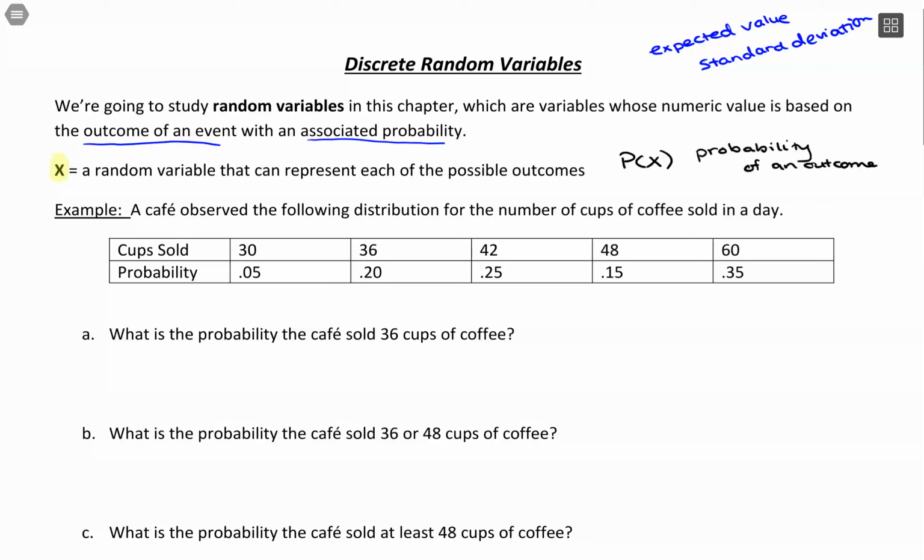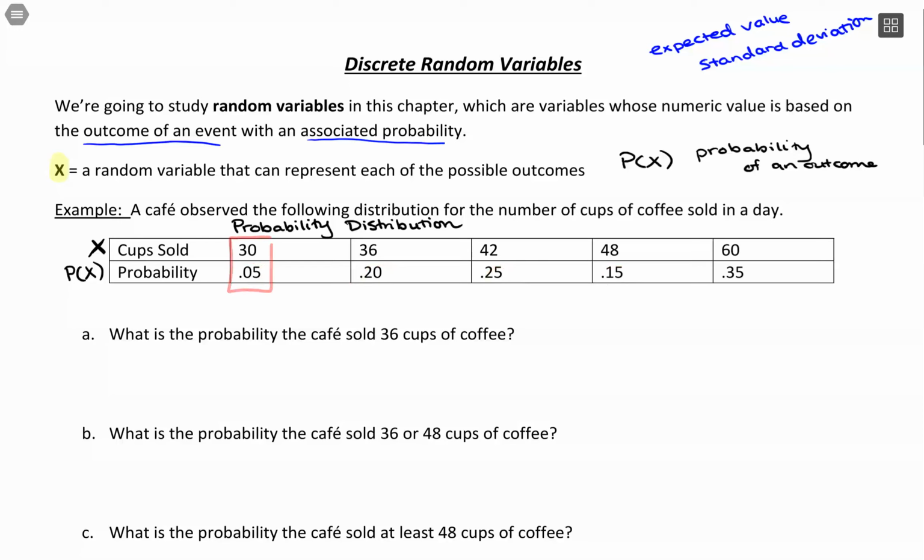What we have here in this table is called a probability distribution table. What it combines is this random variable and the probabilities associated. So this first row is going to be our variable X, and what that'll represent is the number of cups sold at this cafe in a day. So what we could see from this table is that they could sell 30 cups in a day, 36, 42, 48, and 60. And just for the sake of this example, we're going to say those are the only possibilities. In the time that they recorded this data, no other value came through in terms of number of cups of coffee sold in a day. Then we have another row that are the probabilities associated with each of those values. So we have 0.05, 0.2, and so on.